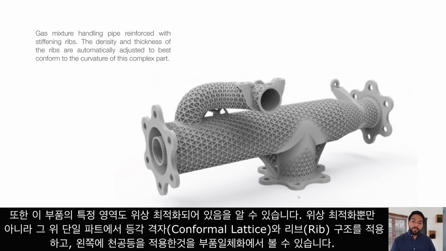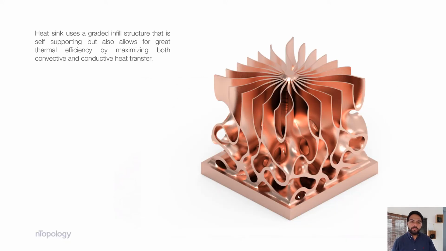You can also see certain regions of this component have also been topology optimized. So we're bringing in these conformal lattice and rib structures, some perforations on the left side, if you can see, as well as topology optimization, all into a single part. And then on top of that, of course, part consolidation.